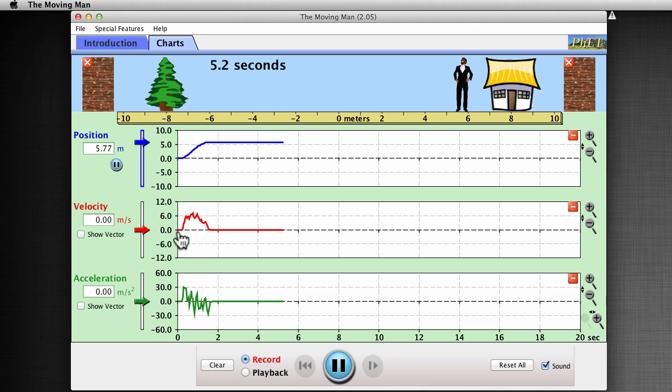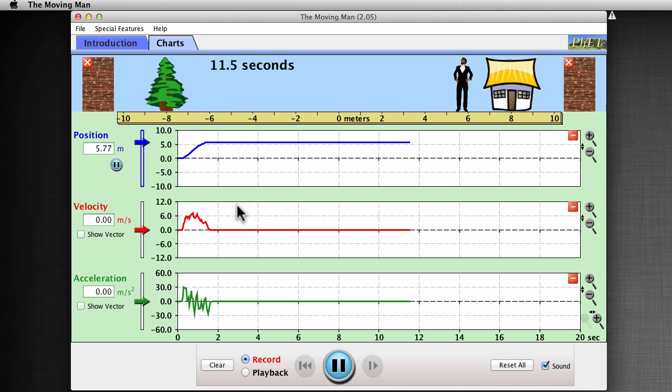Velocity, we would expect a fairly constant positive velocity. I was trying to keep it constant, but it's not perfect. You have to use your imagination a little bit. And then back to zero, where we are stationary. The acceleration graph is going to look like a mess, so don't even worry about that one.